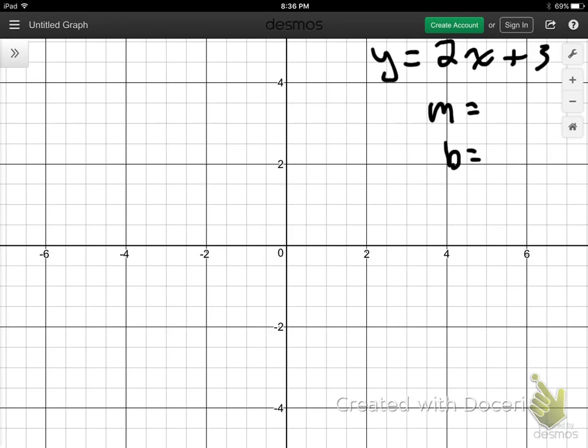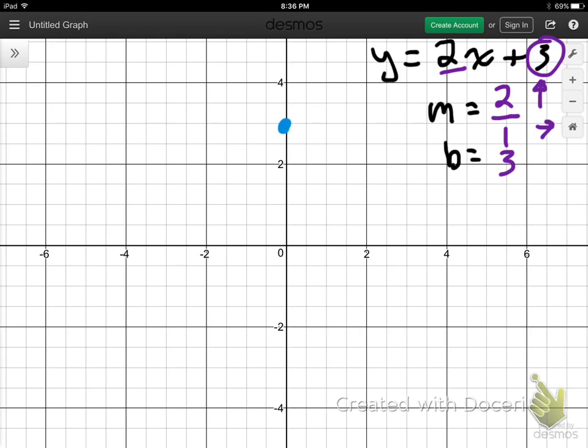So we're given the equation y equals 2x plus 3. We have to identify our slope and our y-intercept always. So m is 2. We're always going to turn that into a fraction right away, so we have our rise over run. And we know that m is going to go up, increase, and run to the right, and our y-intercept is positive 3.